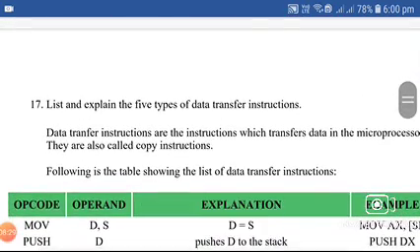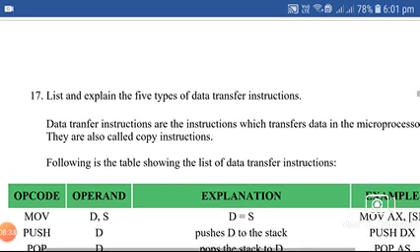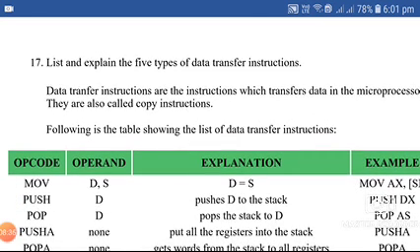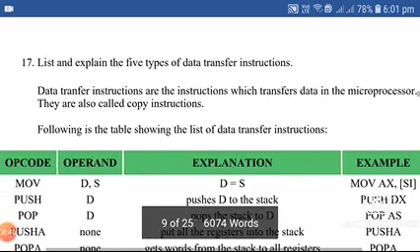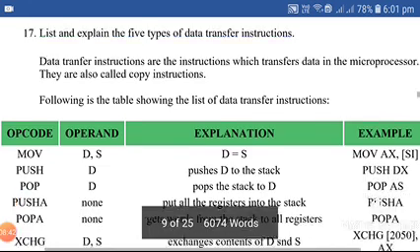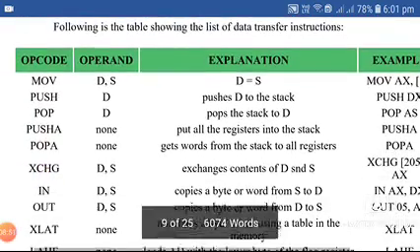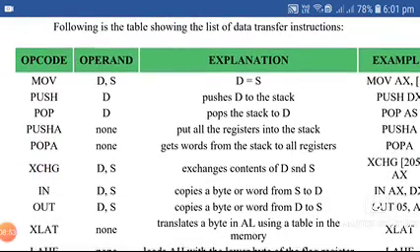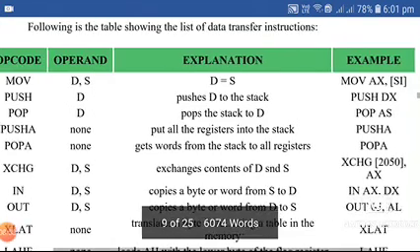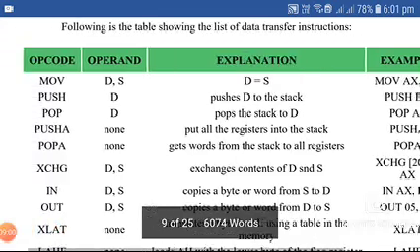Next, we are going for the 17th question. Explain and list the 5 types of data transfer instructions. So the data transfer instructions are the instructions which transfer data in the microprocessor. They are also called copy instructions. So here we are finding a table which has the following fields: opcode, operand, explanation and example. First example we are using MOV D, S, where D equals S, and MOV AX, SI.